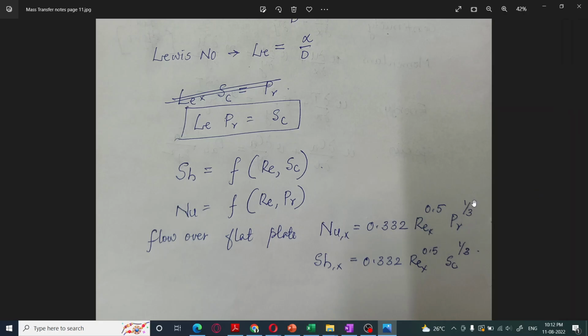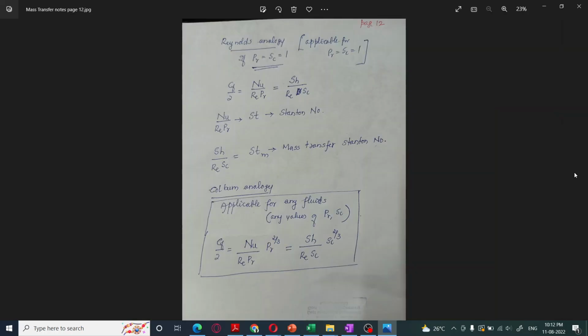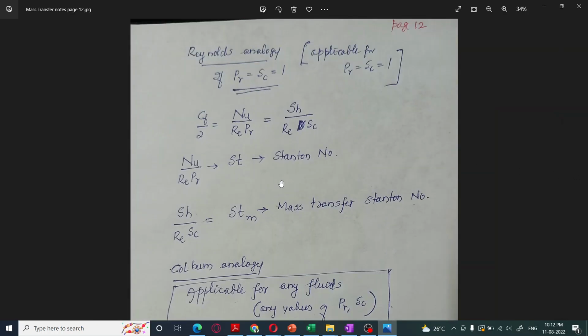Almost for all the Nusselt number equations, we can have corresponding Sherwood number equations also. This is analogous. We can make the analogy between momentum transfer, heat transfer, and mass transfer. So now just see the analogy. You are familiar with this relation: Cf by 2 is equal to Nu by Re Pr. This analogy is known as the Reynolds analogy.